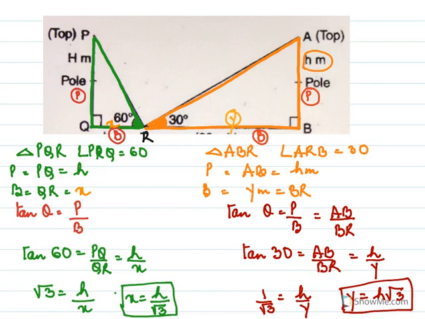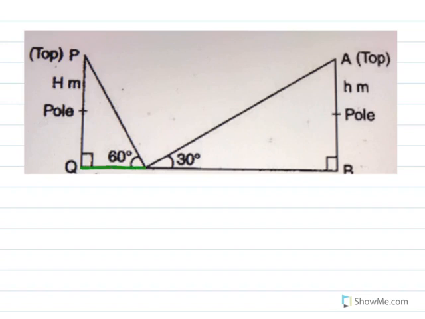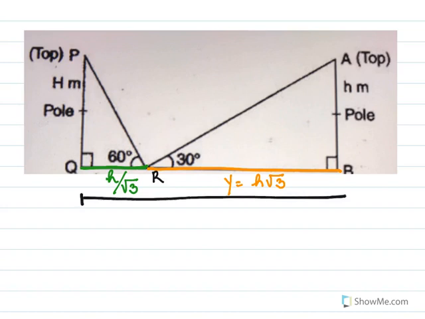I know my x and I know my y. Now to go back, I had taken QR as x, and I found x as h over root 3. And the other part was taken as y, and I found y as h into root 3. And if you recollect the road, the entire road beginning here to here, the road was given as 80 meter.